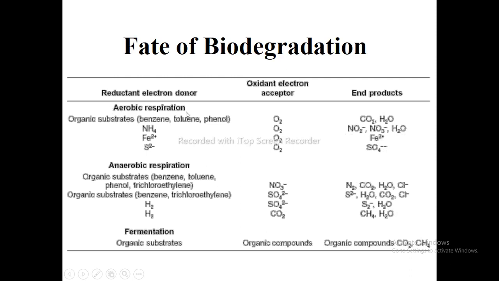In aerobic respiration, we know that the ultimate oxidant or electron acceptor is oxygen, and in anaerobic respiration, other compounds serve as the electron acceptor, while in fermentation, the organic substrate serves as both electron donor and electron acceptor. End products in this case can be organic compounds, carbon dioxide, methane, etc.